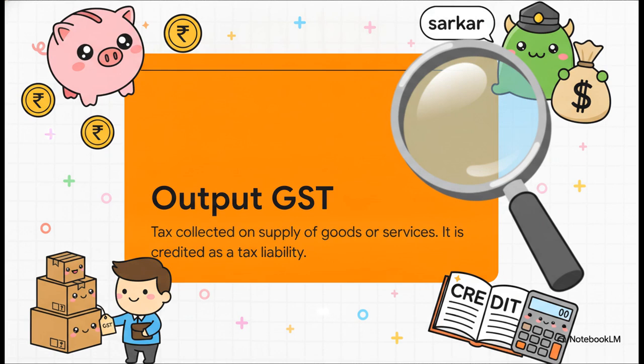Now, contrast that with output GST. When you finally manufacture your product and sell those finished goods to a customer, you collect GST from them. That is your output GST, and it is credited in your books. Here is the crucial reality check. This money is absolutely not your income. You are simply acting as a collection agent for the sarkar. It represents a strict liability that you have to deposit straight to the government.